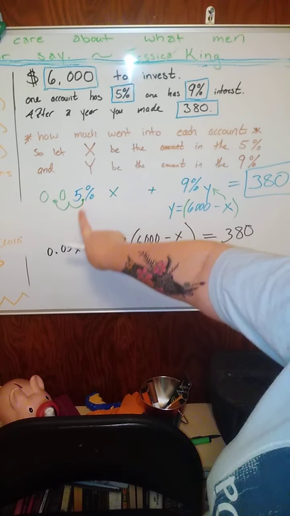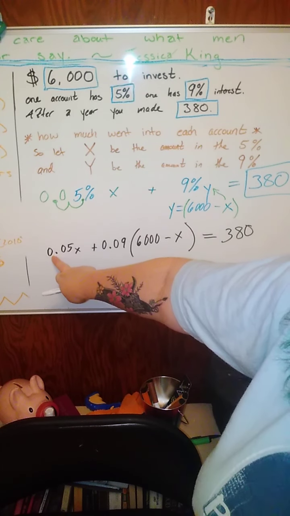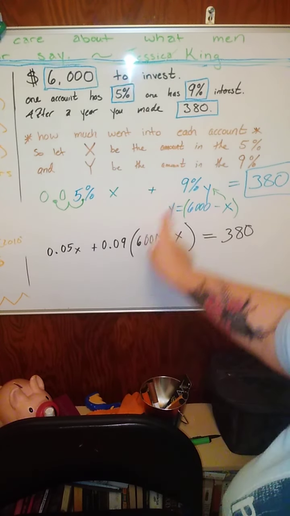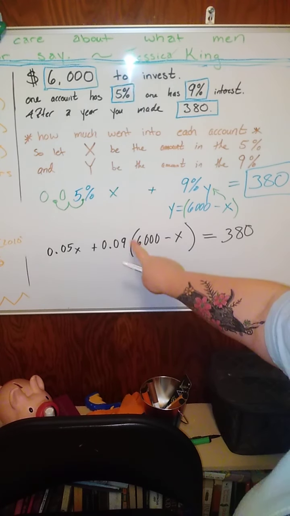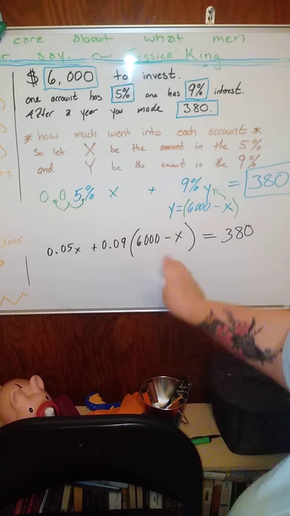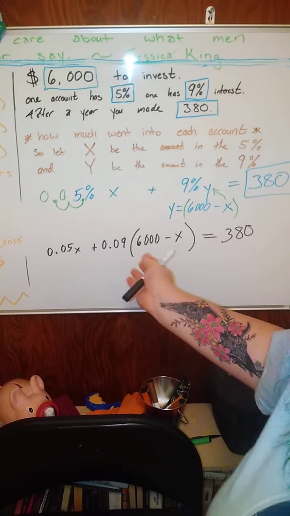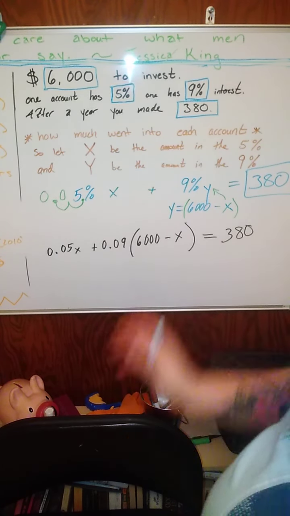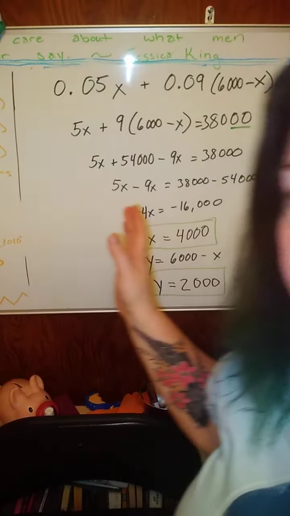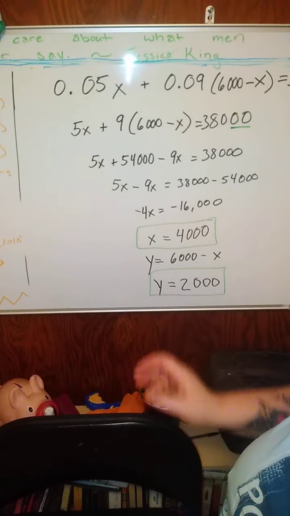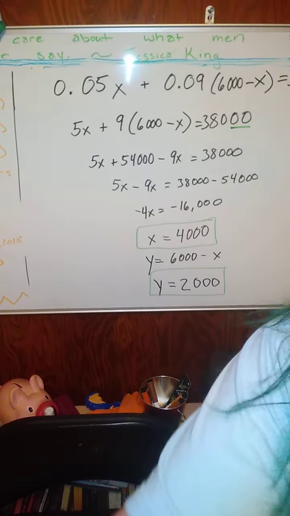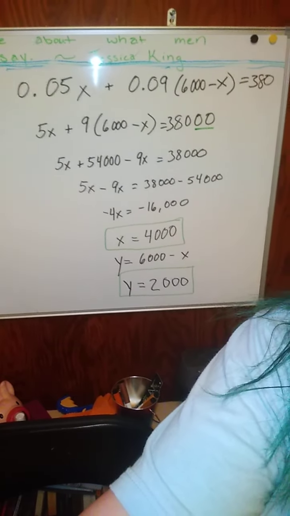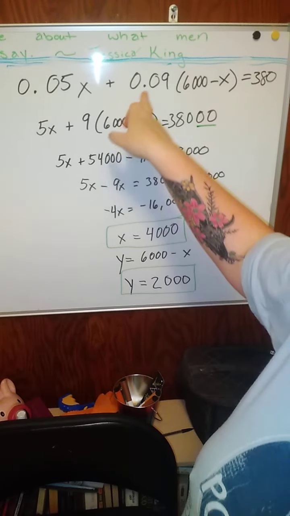To make 5%, you just move the decimal 2 times, so it becomes 0.05x. Same thing for the 9, it becomes 0.09. And instead of Y, we have this, because now you just have one variable here, X. And it's super easy to solve for X from there. Of course you know how to simplify that equation, but this is what it looks like when you do. It says equals 380 right here. It's hard to see that. Equals 380. Yep.